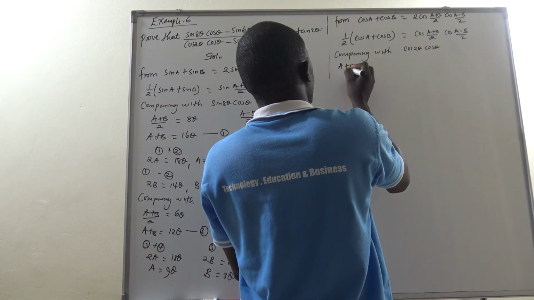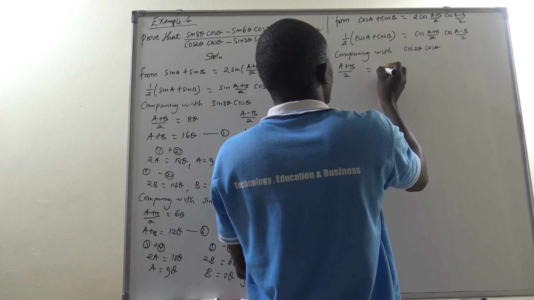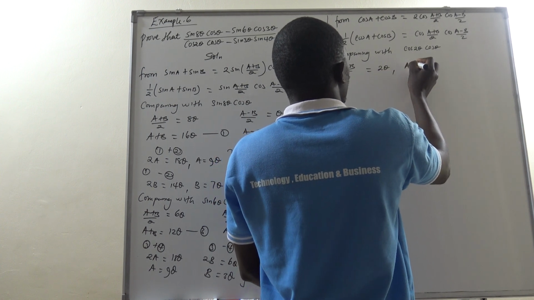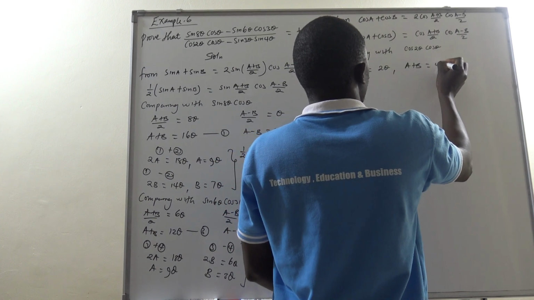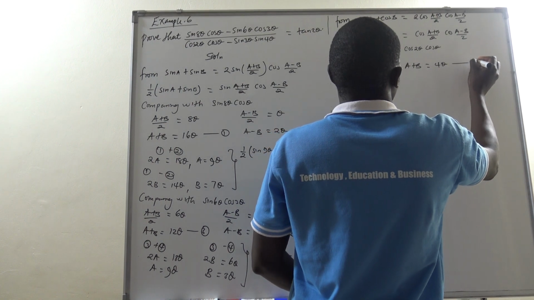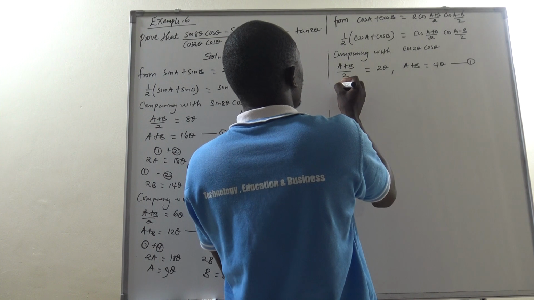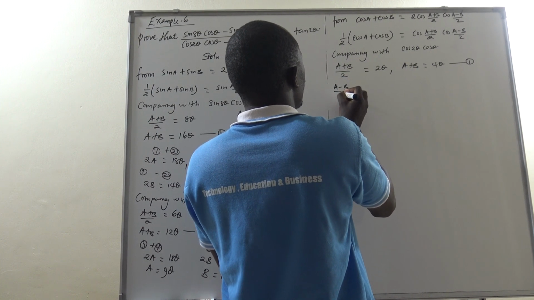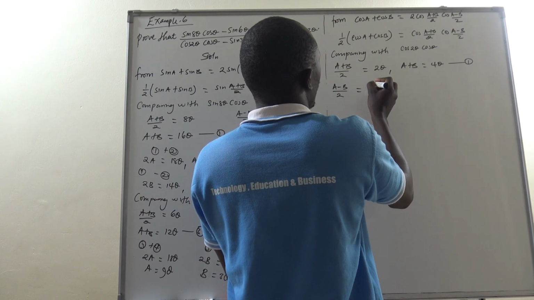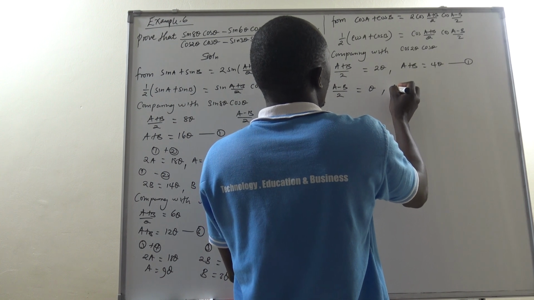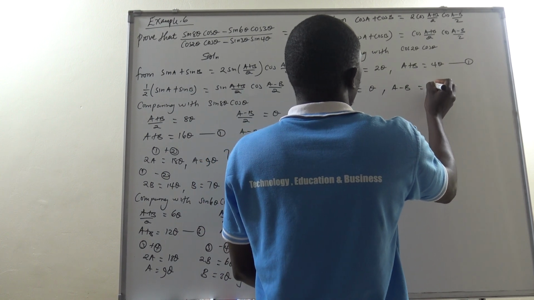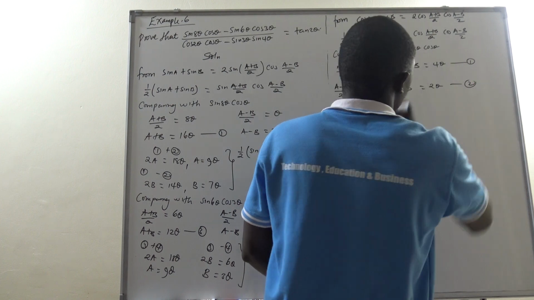(A+B)/2 = 2θ. This implies that A + B = 4θ. I can call it equation 1. We also come to another one: (A−B)/2 = θ. This implies that A − B = 2θ. This is the second.